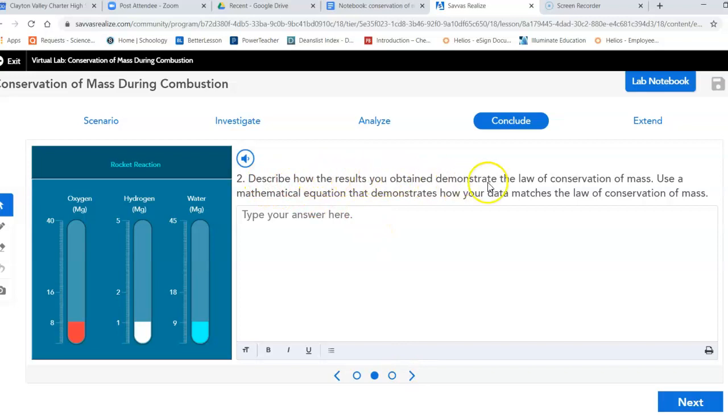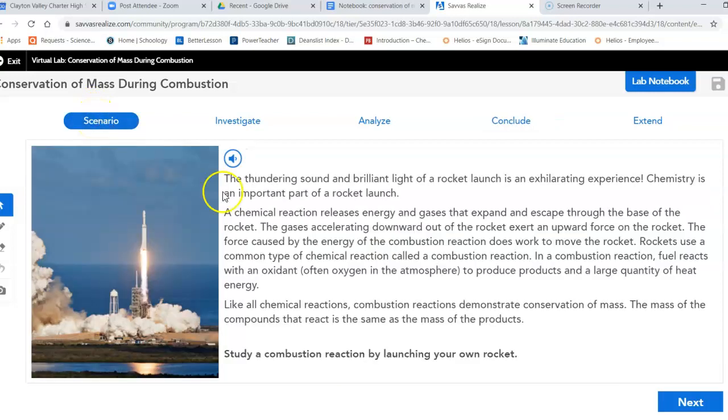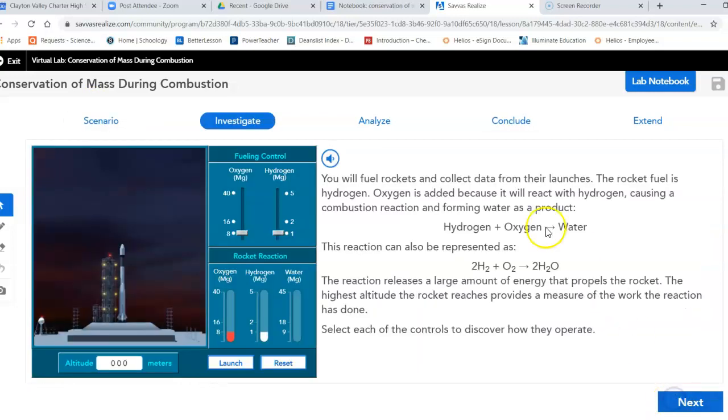Describe how the results you obtain demonstrate the law of conservation of mass. Use a mathematical equation that demonstrates how your data matches the law of conservation of mass. So this is the time for you to rewind the video, and I showed you, let's see if I can go back to the scenario. Yeah, I can go back to the scenario. There we go. This is the mathematical equation.